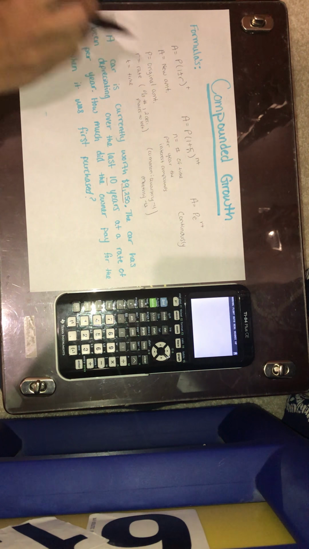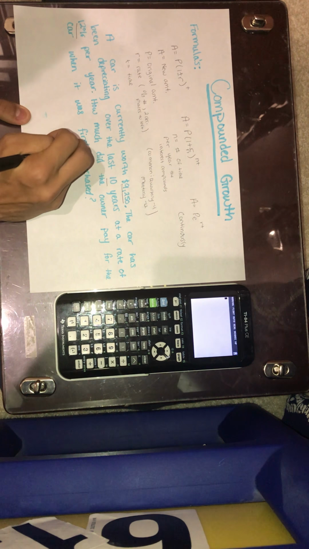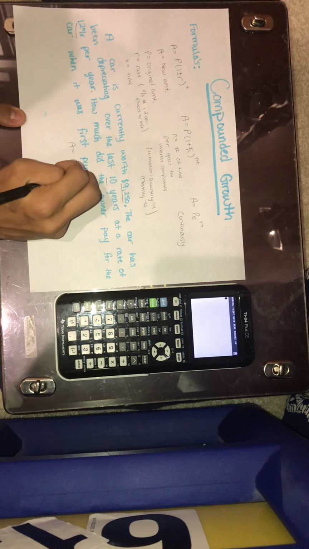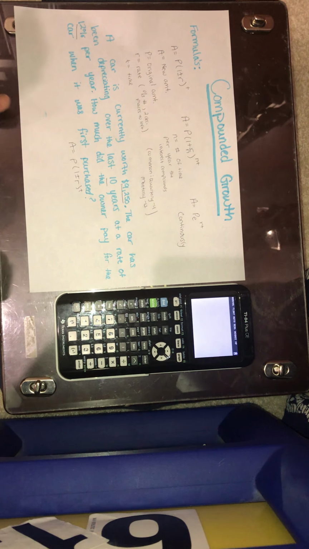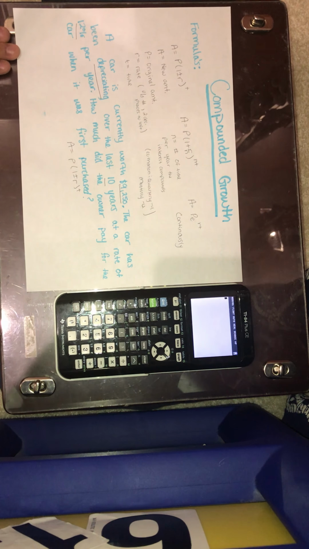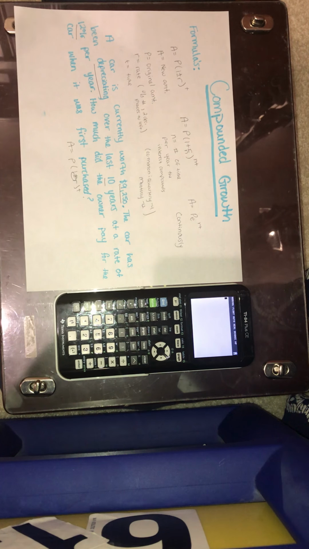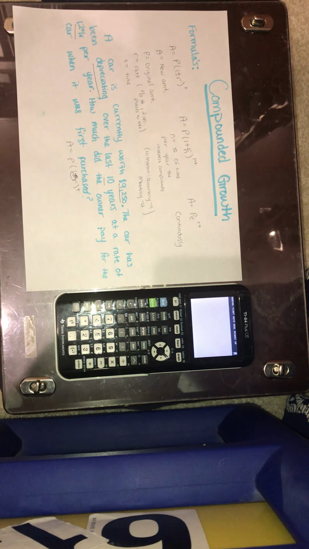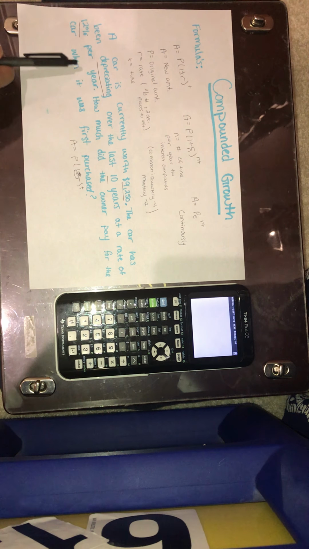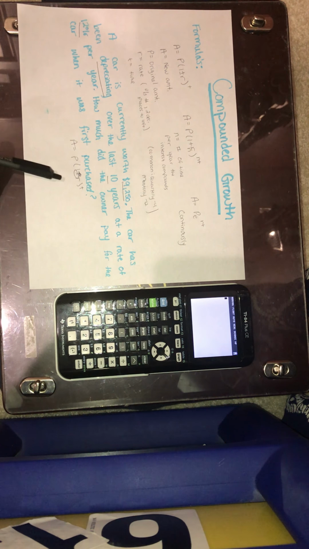So that just means it's going to be this formula. So it's going to be A equals P(1 plus or minus r)^t. Now since it's depreciating, that means it's going to be a negative value. So disregard the plus sign for now. And if it said appreciating or anything pretty much with a positive connotation, then it would be plus. But this one says depreciating, so it's minus.